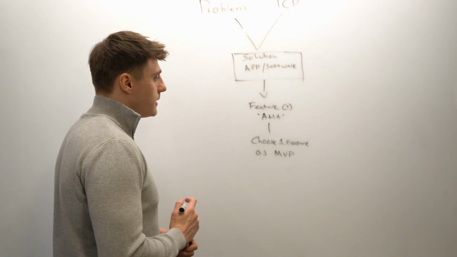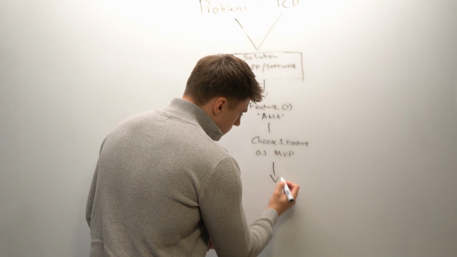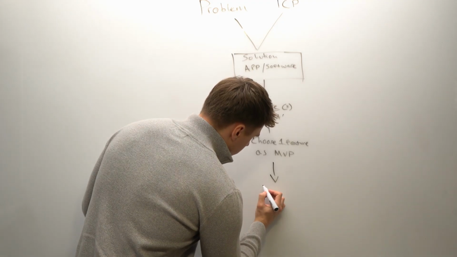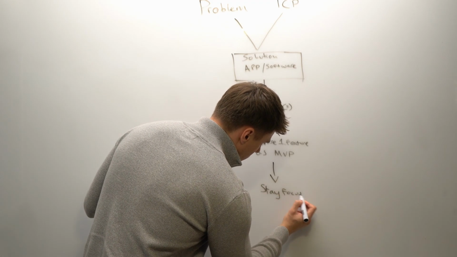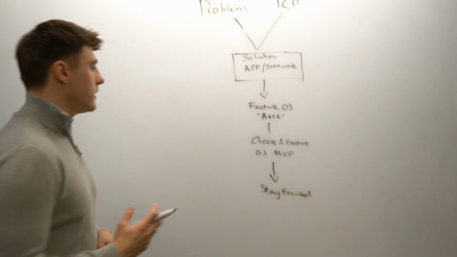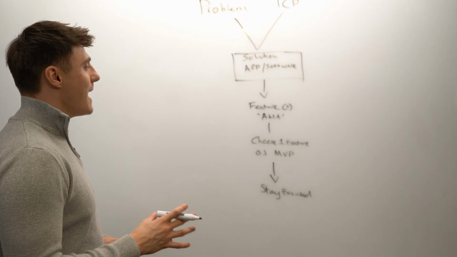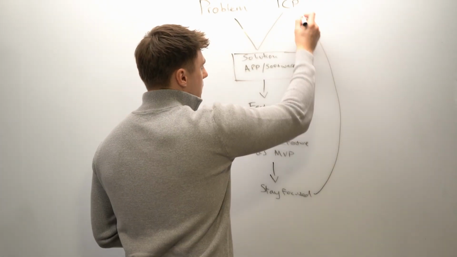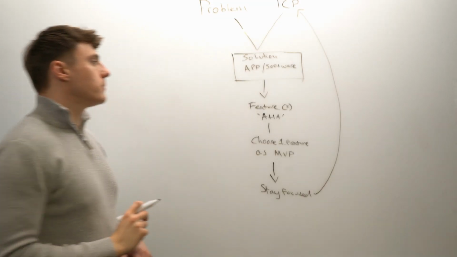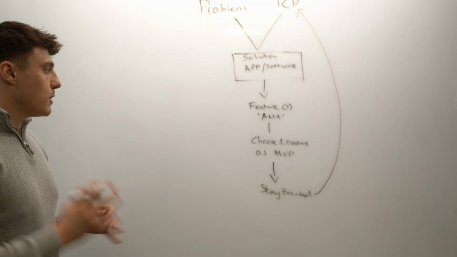So we choose one feature as the MVP, and then we stay focused on that particular feature set, on that particular approach, and we tailor all of our marketing back to the problems for that ideal customer. Really, really simple. People overcomplicate this.